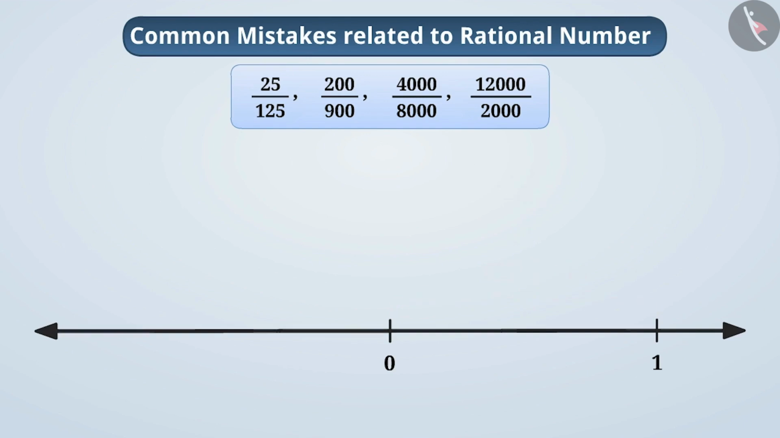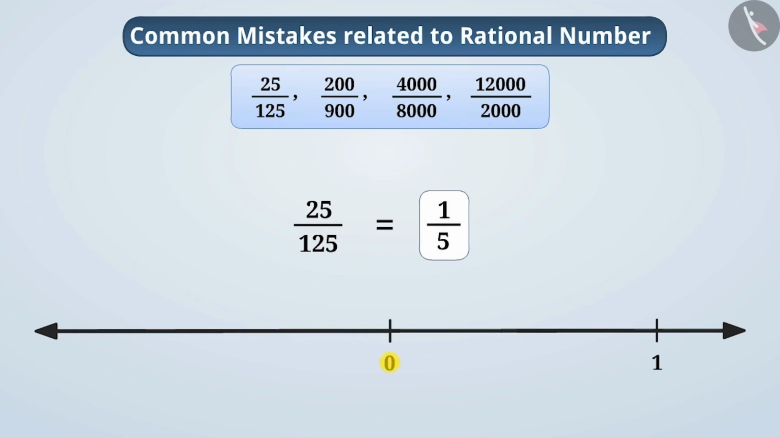The correct understanding is that we can represent any rational number on the number line. But for this, it is necessary that we express the given rational number in its standard form. For example, if we want to represent 25 by 125 on the number line, we can express it in the standard form 1 by 5. Here, the value of 25 by 125 is equal to the value of 1 by 5. So, on the number line, they will be represented in one place.